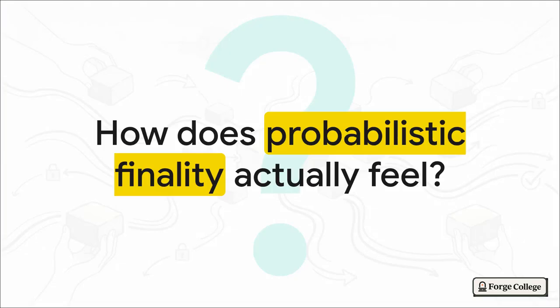Okay, let's drop the heavy computer science jargon for a minute. We keep throwing around this phrase, probabilistic finality. But what does that actually feel like? Let's try to bridge the gap between this intimidating tech terminology and a totally relatable mental model, just so you can truly visualize how this network locks itself down.